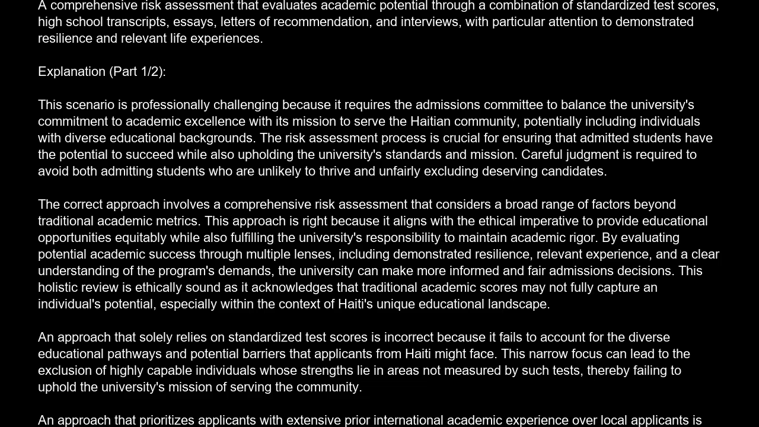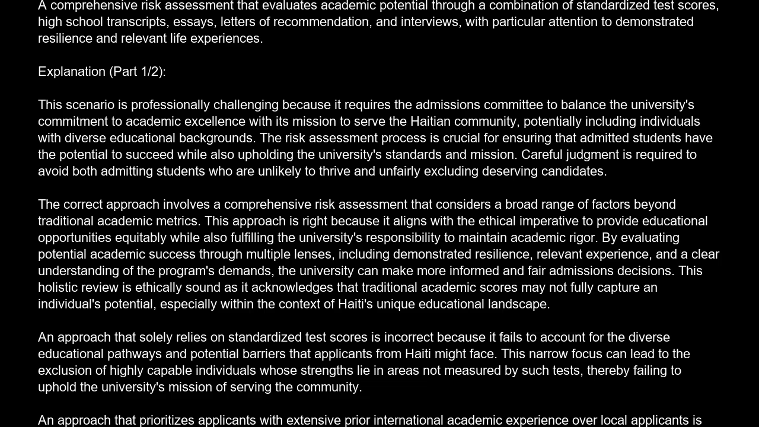By evaluating potential academic success through multiple lenses, including demonstrated resilience, relevant experience, and a clear understanding of the program's demands, the university can make more informed and fair admissions decisions. This holistic review is ethically sound, as it acknowledges that traditional academic scores may not fully capture an individual's potential, especially within the context of Haiti's unique educational landscape.